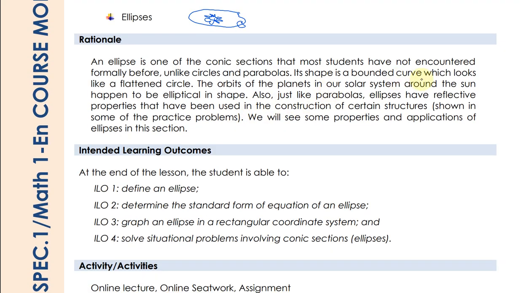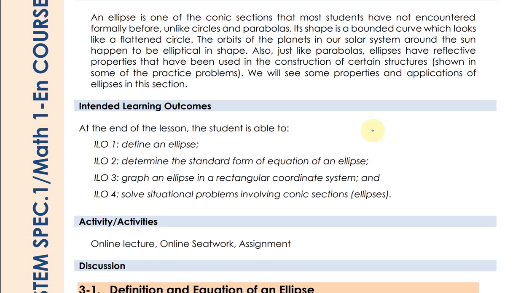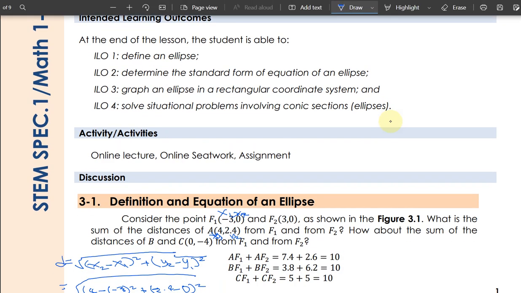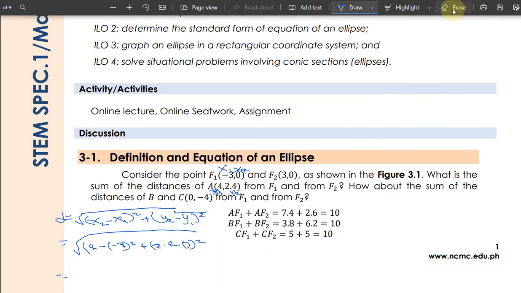At the end of the lesson, you should be able to define what an ellipse is. You are going to determine the standard form of the equation of an ellipse and graph an ellipse in a rectangular coordinate system. And lastly, to solve situational problems involving conic sections, most particularly using the application of the ellipse. And as always, at the end there will be a sheet work and an assignment that will be given.